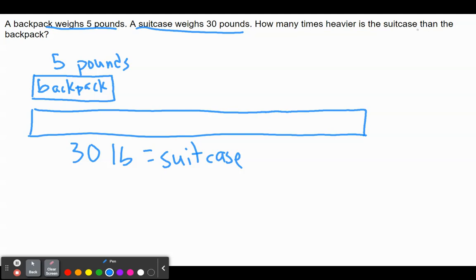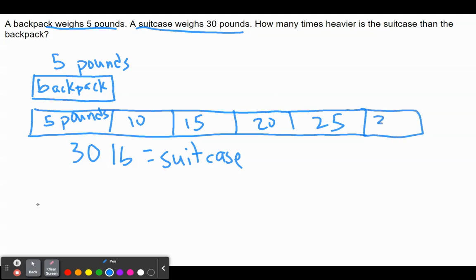So we know that the suitcase weighs 30 pounds. So I'm going to use this with a strip diagram. So if I have 5 pounds, we're going to go ahead and figure out how many times 5 pounds can fit into 30, right? So I have 5, and then I have 10, because I have 2 5s, 15 pounds. 10, 15 pounds, now 20 pounds, 25 pounds. I'm going to draw one more. It's going to be 30 pounds.